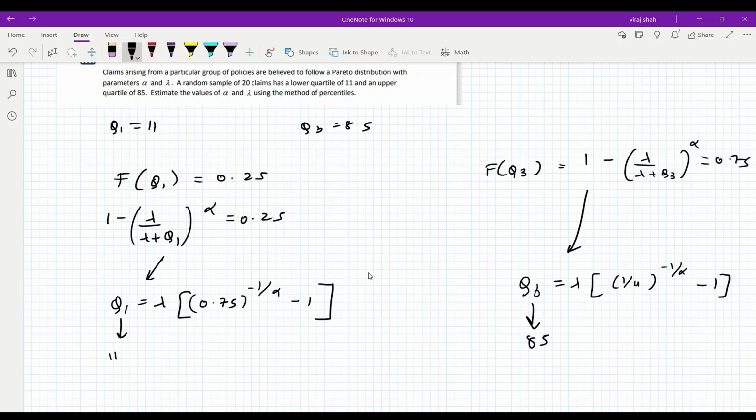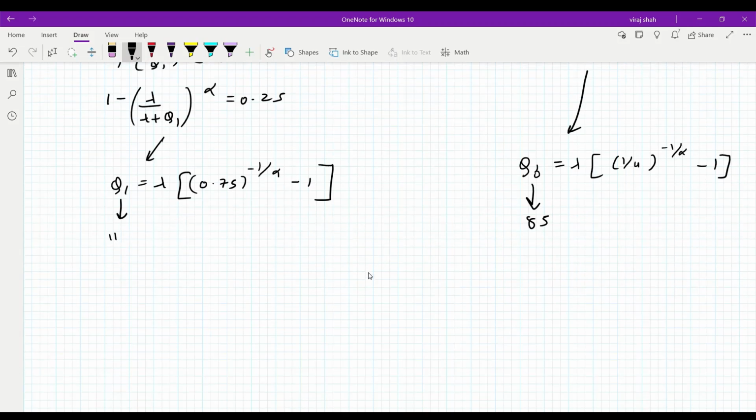Once you solve them simultaneously, you will get it. What you have to do, I will just tell you. You have to do quarter 1 divided by quarter 3. With this, you will get lambda cut. Then you could just solve it easily.